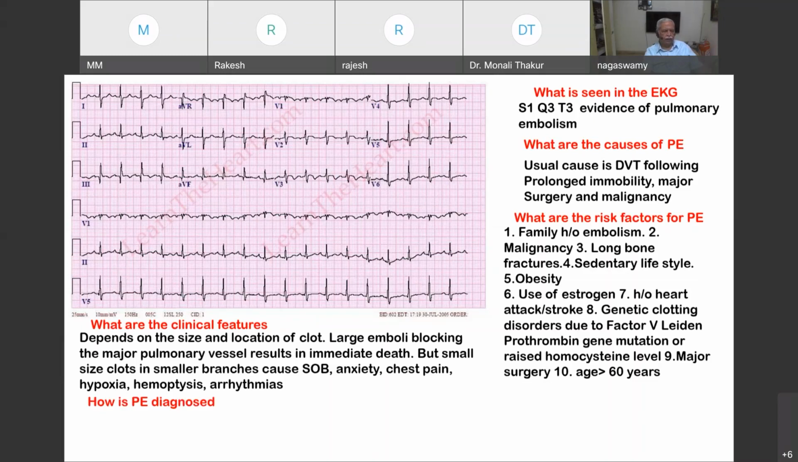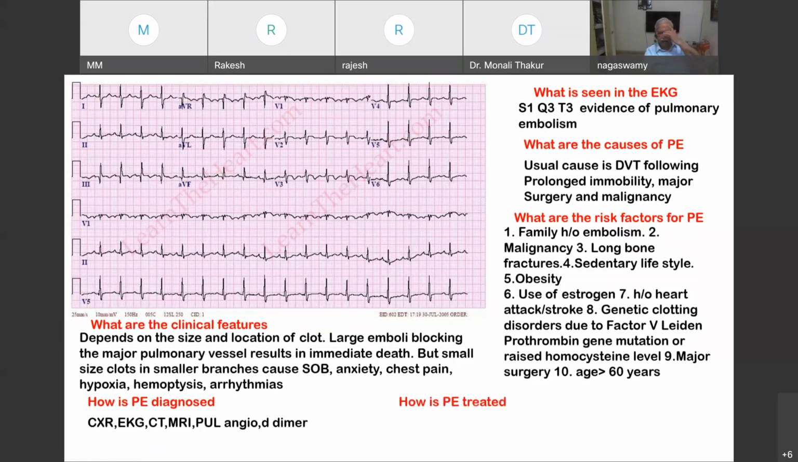So how is PE diagnosed? How will you diagnose the pulmonary embolism? You must know the history or risk factors, and if a patient who has a risk factor complains of shortness of breath, anxiety, chest pain, that is a minor embolism. So that can be diagnosed with CXR, EKG, where you will get the S1, Q3, T3 features. Then you will have the MRI, CT, everything telling you. And D-dimer level will go up.